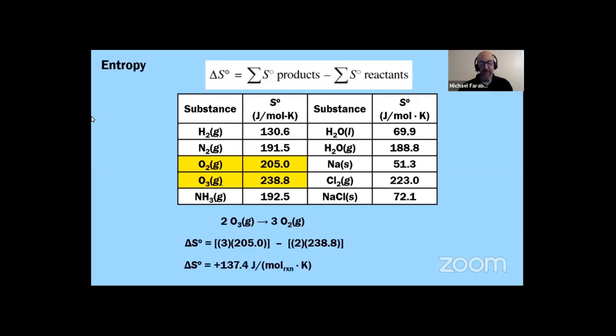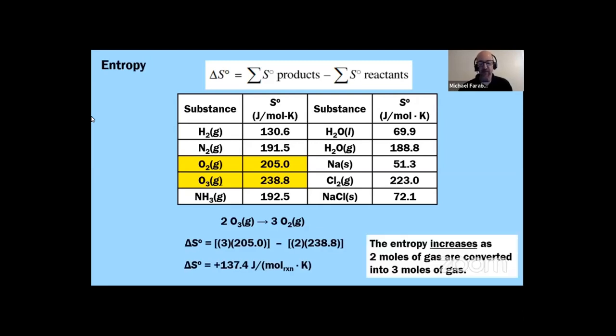So now we get a positive value, but this should make sense to you. It's a contrast to the last example. Now the number of moles of gas is increasing from 2 to 3, so the entropy increases and we have a positive delta S.